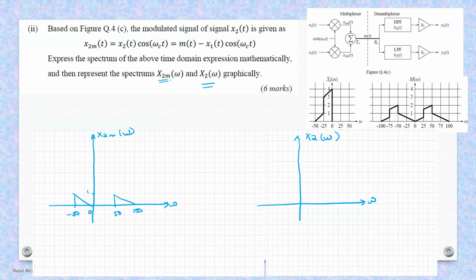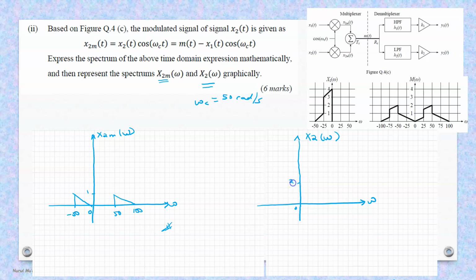Okay, we have already represented x2m omega from the previous answer. So for x2 omega, we know that the shape is the same, but the amplitude should be 2. And we also know that x2m omega is x2 omega which has been modulated. When we say modulated, it means it has been shifted, and we know that omega c here is 50 radians per second. So it means that it has been shifted to negative 50 and also 50. So the original x2 omega should be at 0.